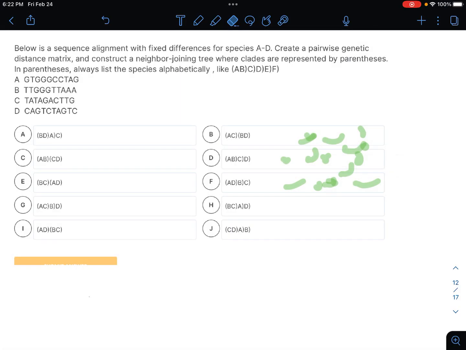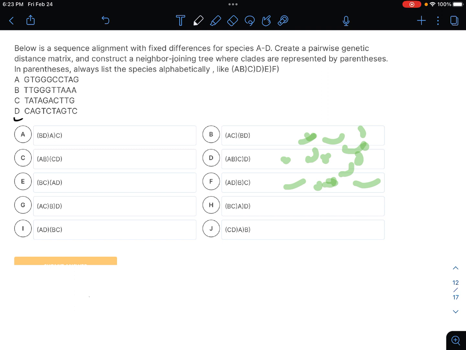Hello everyone. So in this video we're going to go over some molecular phylogeny stuff from my class, and this was basically something pretty interesting. It's making a phylogenetic tree, but you're showing genes over time, mutations in genes instead of species. Let's get started. So below is a sequence alignment with fixed differences for species A through D, so that's what we have right here.